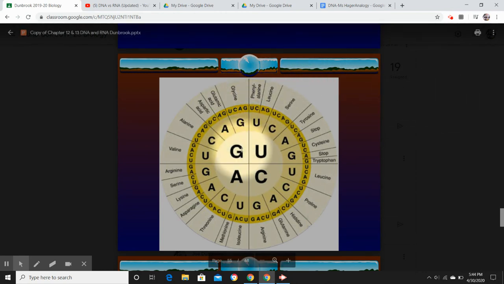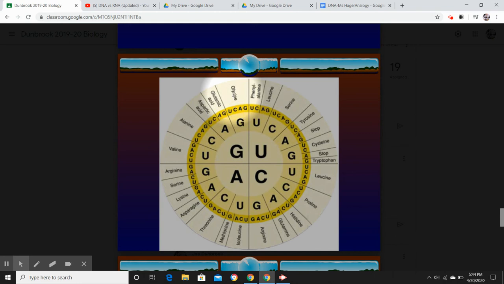Now notice GGA would also spell glycine, GGC would also spell glycine, and GGU would also spell glycine. So there are multiple spellings for the same word. It's kind of like saying quick and fast. Those are different spellings, but they mean the same thing.